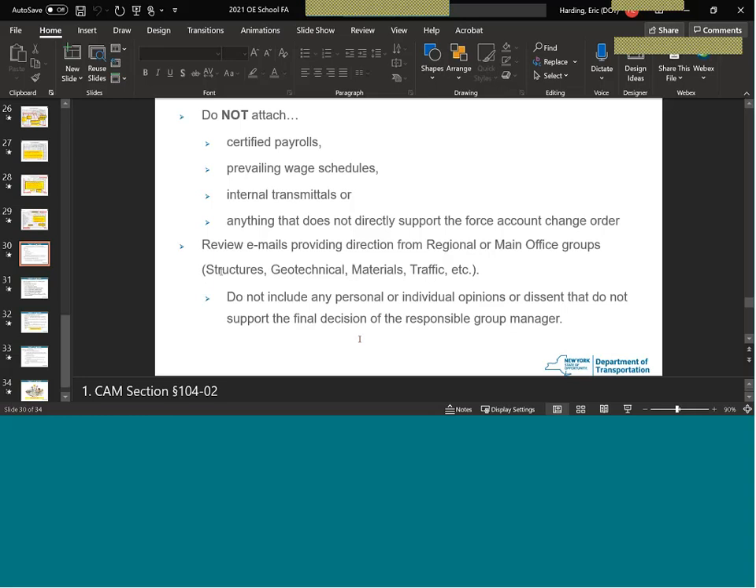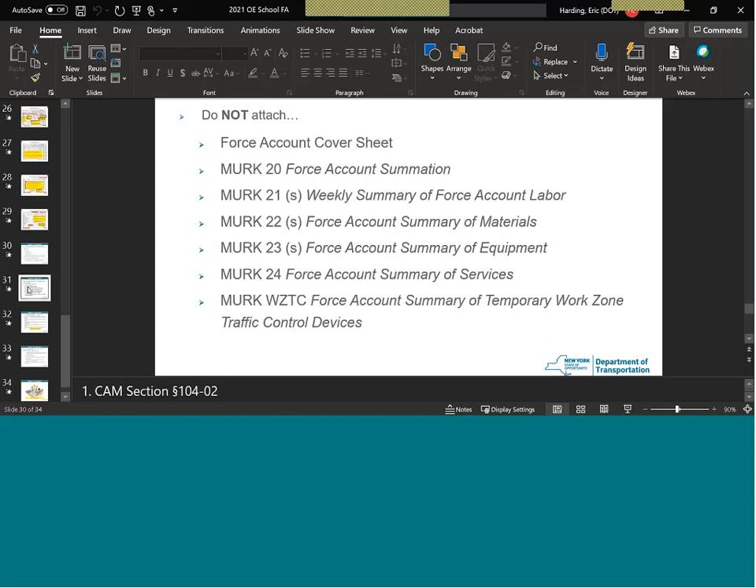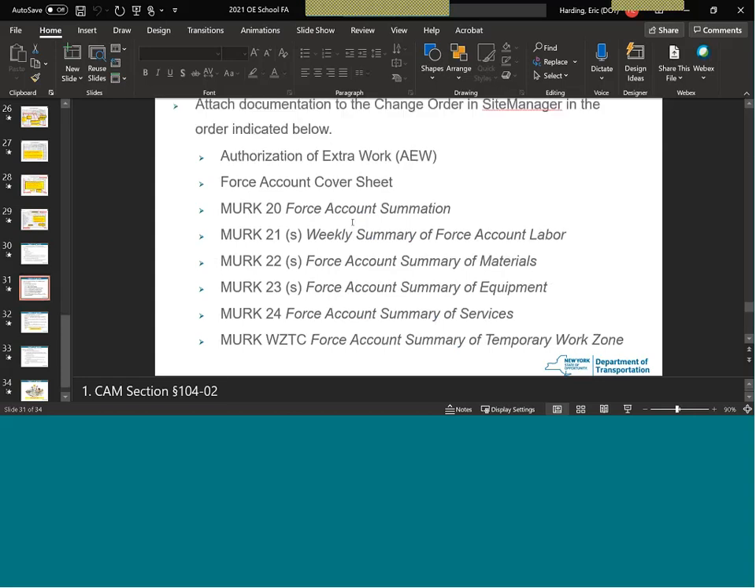Things from structures, geotech, materials, traffic and safety, and any other pertinent DOT group that gave you professional guidance in developing this force account. Include that, but nothing superfluous or nothing outside of what's directly incorporated in the force account.